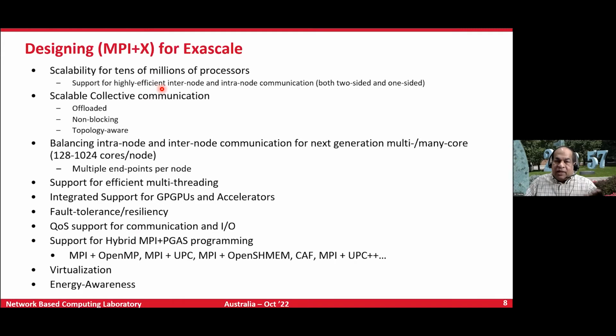We want very good internode and intranode performance. We need good collective communication, both blocking and non-blocking. We need to balance the internode and intranode communication, because these days, as the nodes are becoming very fat with a lot of CPUs and GPUs, there's a big challenge: how do you balance the communication going in and out of the node? And of course, we need support for multi-threading, good support for GPUs and accelerators, and we need fault tolerance, QoS, support for different hybrid programming models, virtualization, and energy awareness.